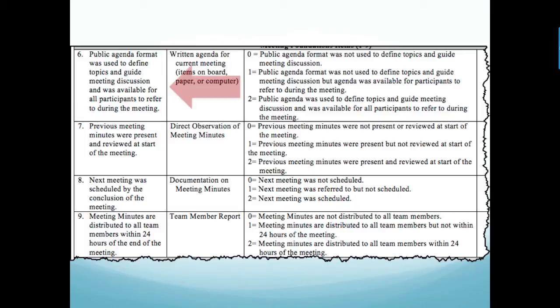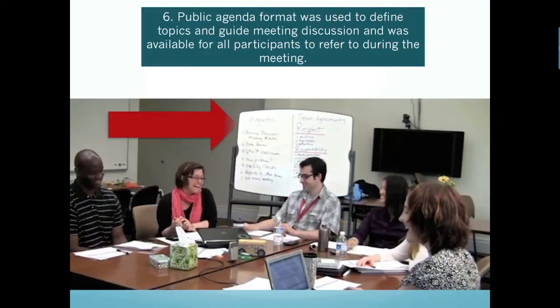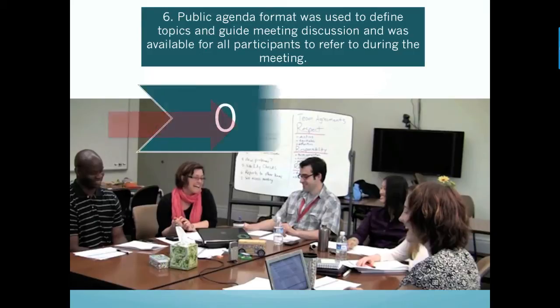We're now going to look at item number 6, which asks whether a public agenda format was used to define your topics and also guide the meeting discussion, and if it was available for everyone to look at during the meeting. Here's an example of one public agenda, the agenda written on a whiteboard. It can also be posted on chart paper, or it could be on a little slip of paper that is available for everyone to be able to see.